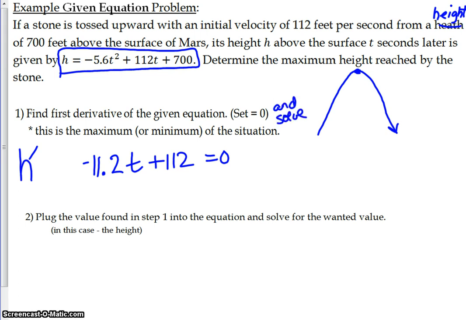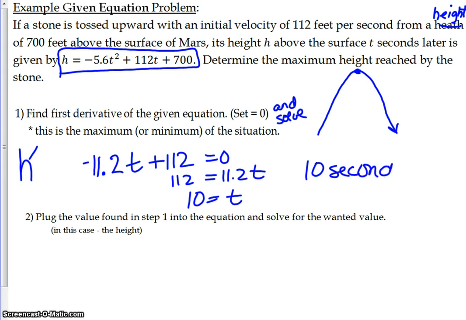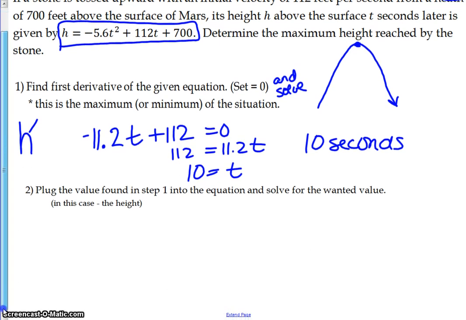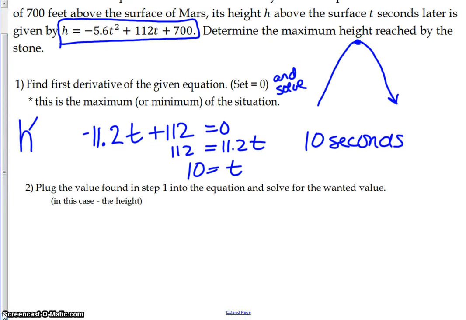So we're going to solve it. 112 equals 11.2 t. We found t to be 10. So in other words, it takes 10 seconds for this stone to get to the highest point. But they didn't ask how long it takes. They asked what the height is at that point.